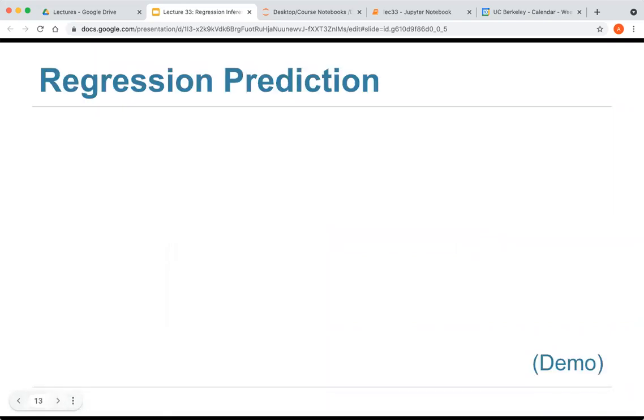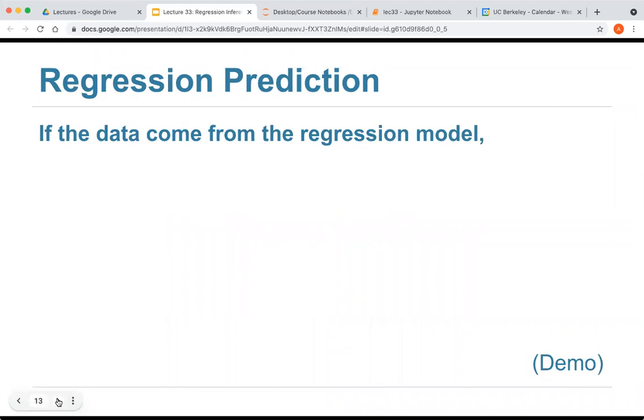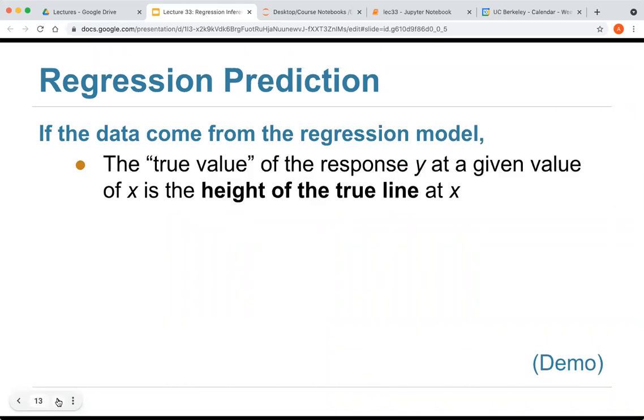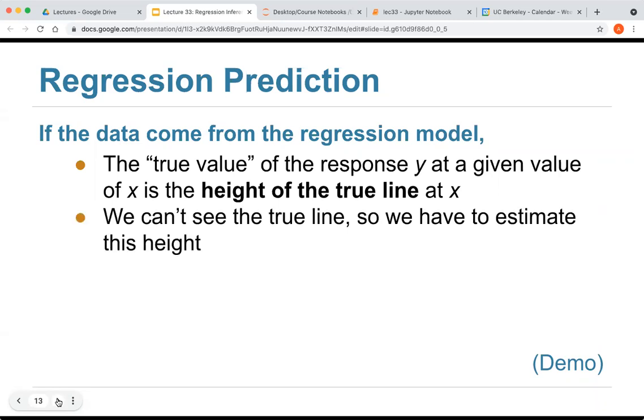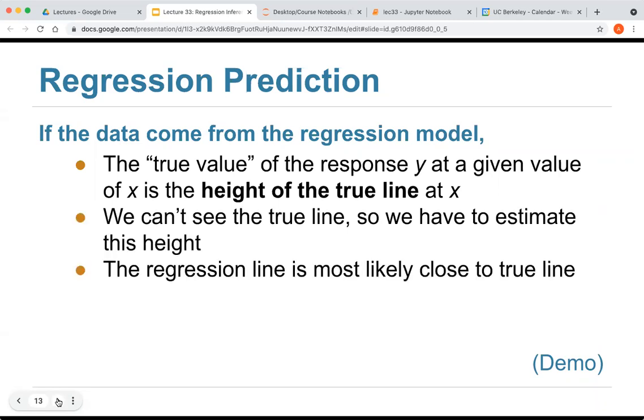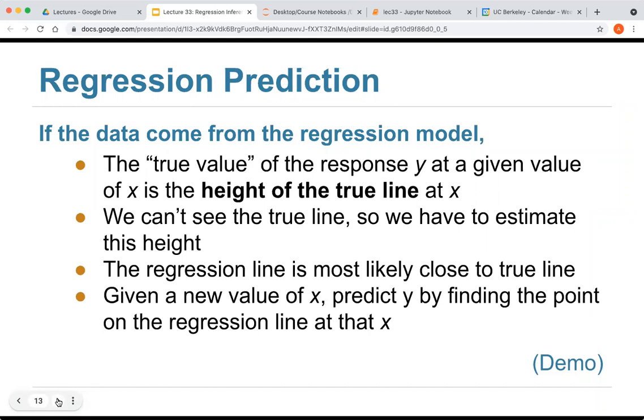And okay, so for regression prediction, what are we going to do? If the data come from any regression model, then the true line at X is the true value of the response Y at that X. And so that is the height that we are going to try to predict. So what are we going to do? Well, we don't have the true line. So we're going to use a regression line because we think it's close, especially if we have a lot of data. This should be a reasonable conclusion. And so we are going to look at that X and find the point on the regression line and say that is our estimate for where the true line is. And so why don't we just do that?